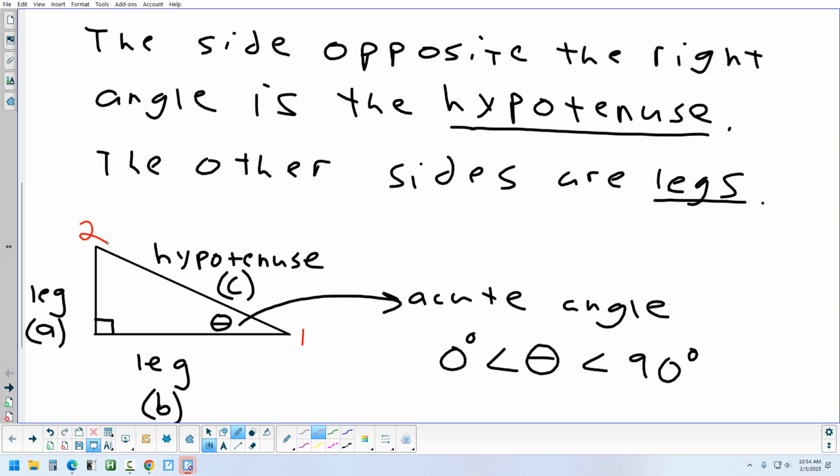What do all the angles in a triangle have to add up to? They have to add up to 180. And how much have you already used if it's a right triangle? 90. You've already used up 90. That means together, angles 1 and 2 have to add up to 90, which means they have to be acute.